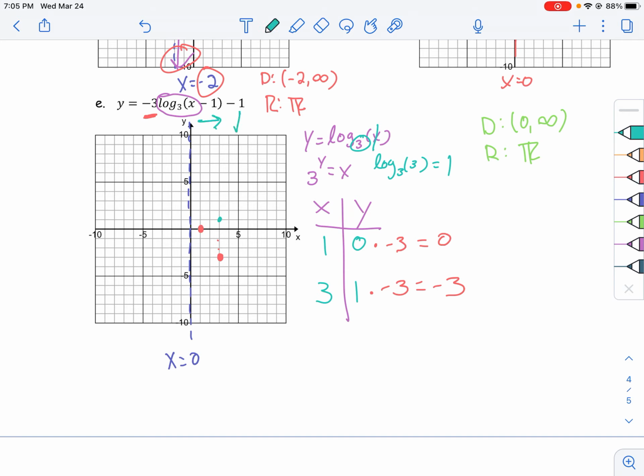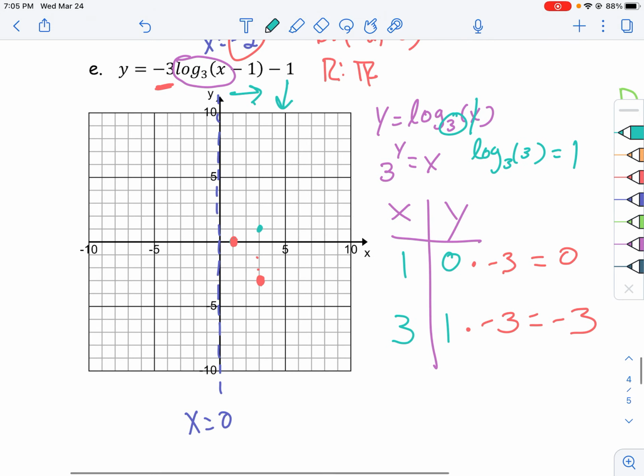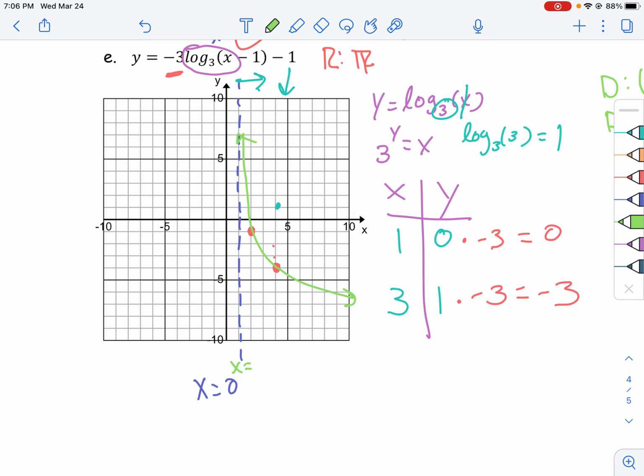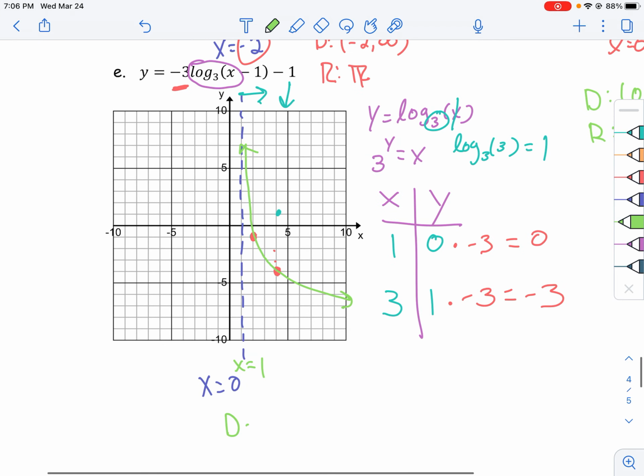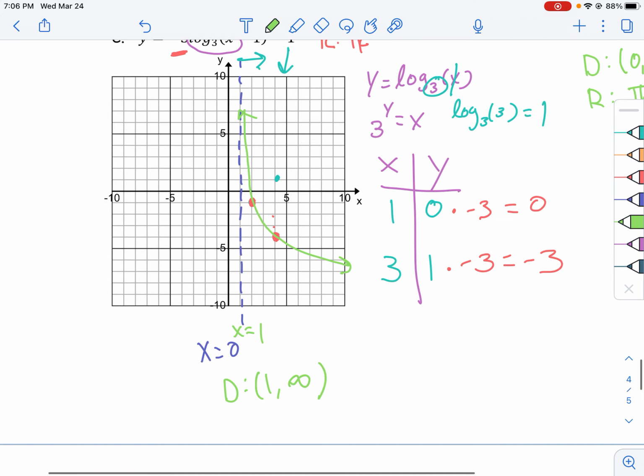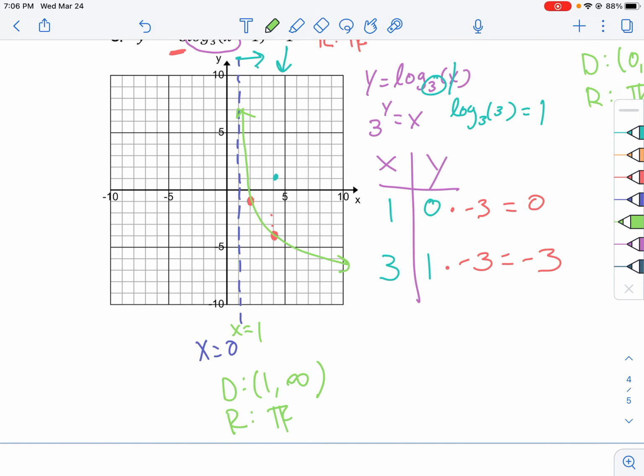Then this is telling us to shift to the right 1 and down 1. So then we're going to take all of those pinkish points and we're going to shift them to the right 1, down 1. We also will take our vertical asymptote with us to the right 1. So here we're going to the right 1. And then I'm going to take my pink points and I'm going to shift them down 1. So then our final graph is going to look like this through those 2 points. All right, and our new vertical asymptote is at x equals +1, so that tells us that the domain is from 1 to infinity, and the range is still all real numbers.